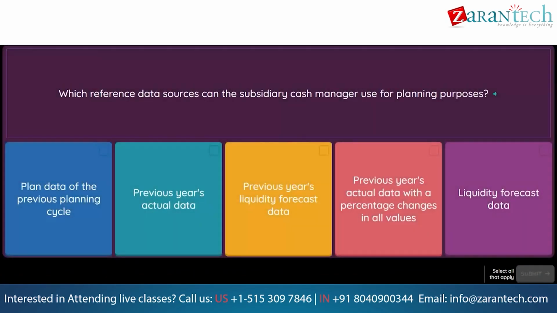Question: which reference data sources can the subsidiary cash manager use for planning purposes? Option 1, plan data of the previous planning cycle. Option 2, previous year's actual data. Option 3, previous year's liquidity forecast data. Option 4, previous year's actual data with the percentage changes in all values. Option 5, liquidity forecast data.